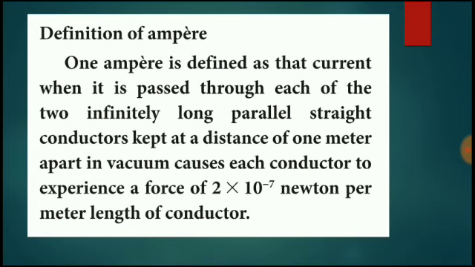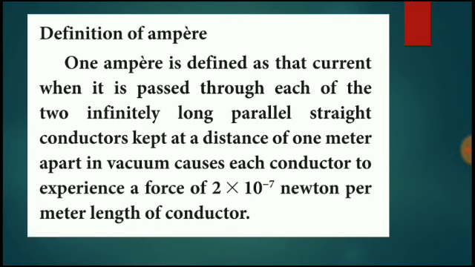Yes, we know that ampere is the unit of current. Now there is a definition. What is the definition of ampere? See this, 1 ampere is defined as that current which, when passed through each of two infinitely long parallel straight conductors kept at a distance of 1 meter apart in vacuum, causes each conductor to experience a force of 2 into 10 power minus 7 Newton per meter length of the conductor.